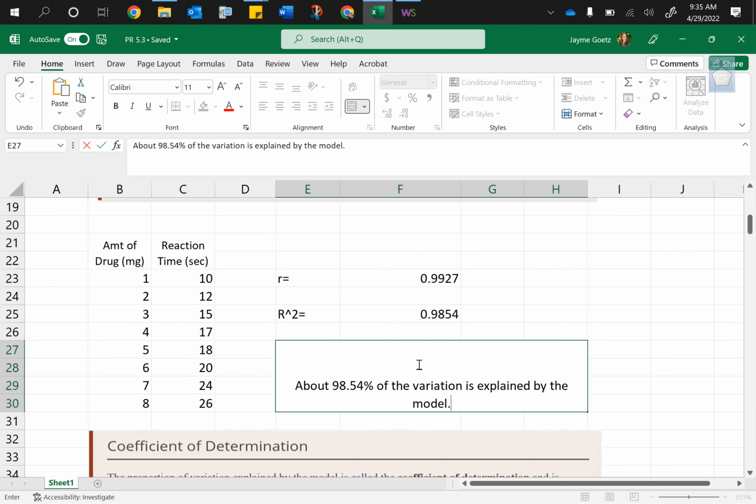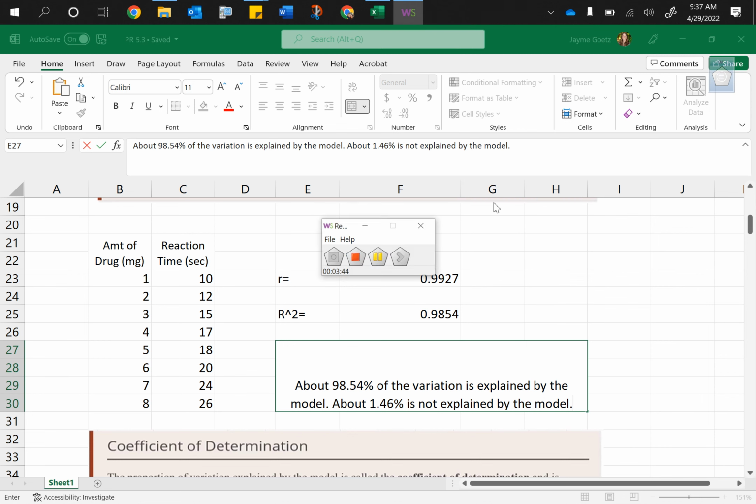That means about 98.54% of the variation between y and y bar is explained by the model that we came up with. That also means about 1.46% is not explained by the model. Honestly, that's pretty good. 98.54% is explained. That's a lot of the variation that's explained by this model.